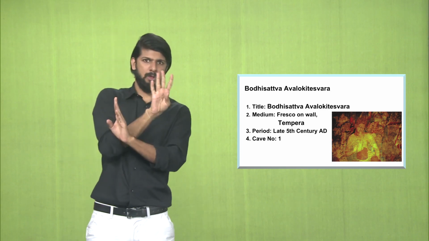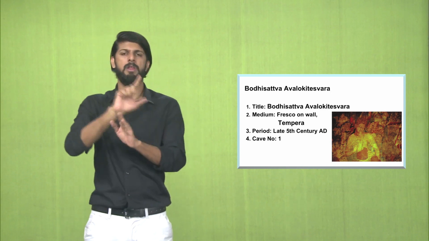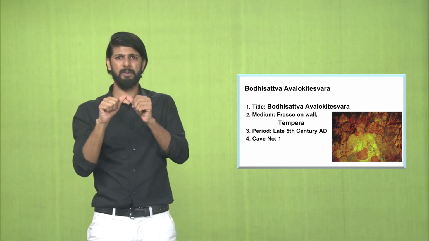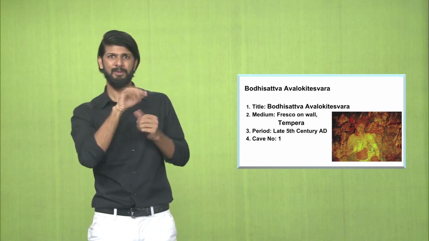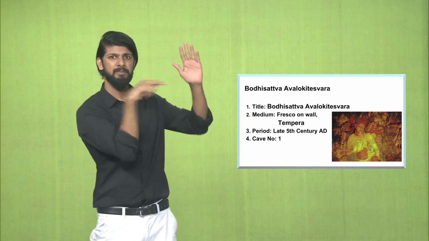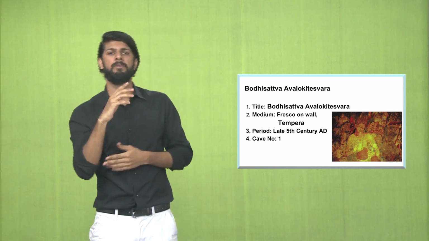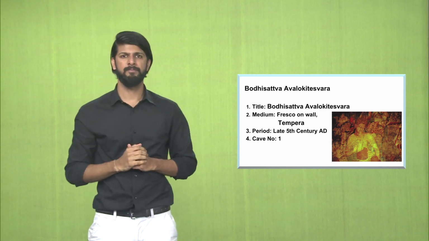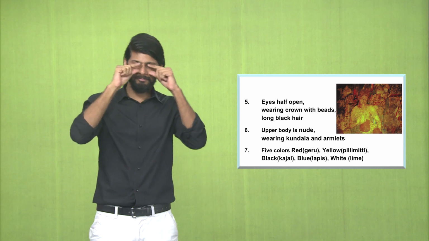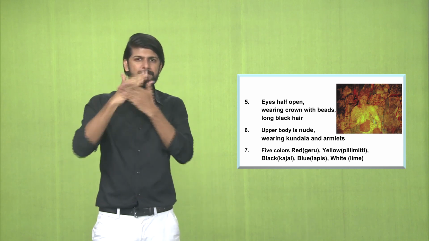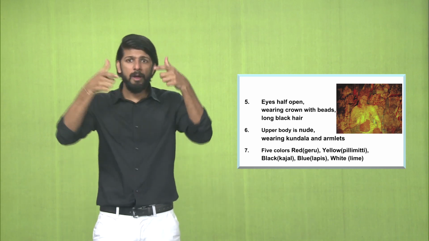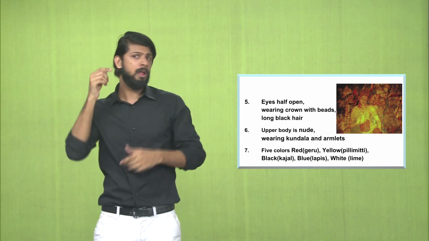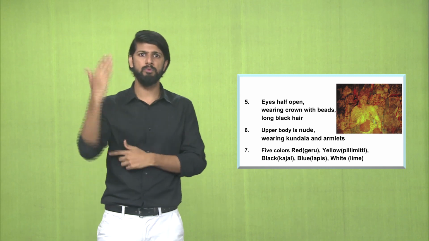The period of this painting is late 5th century AD. This painting is found in cave 1. In the first cave, you would see Avalokiteswara, the eyes are half open, he is wearing a crown which has beads and has long black hair.